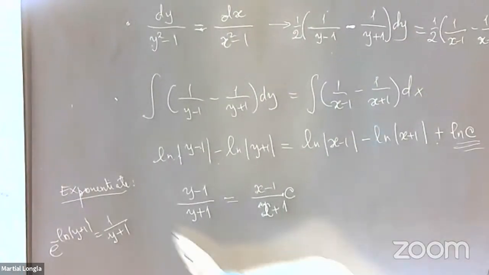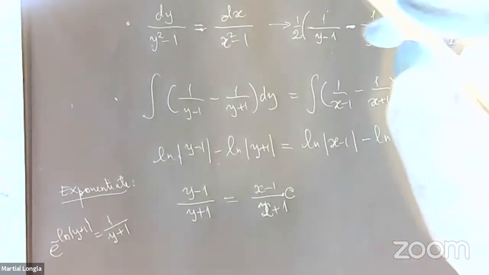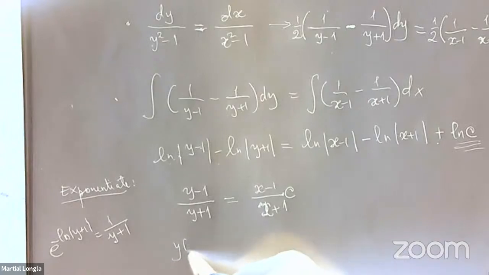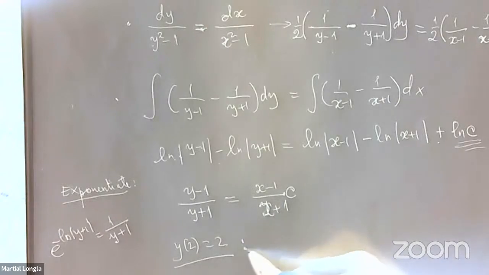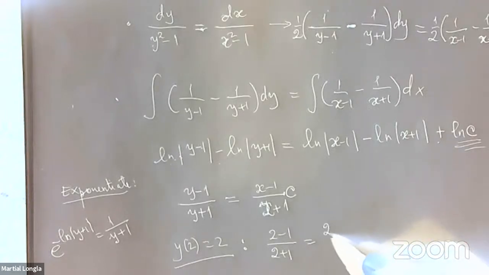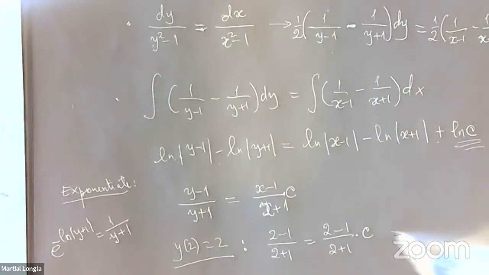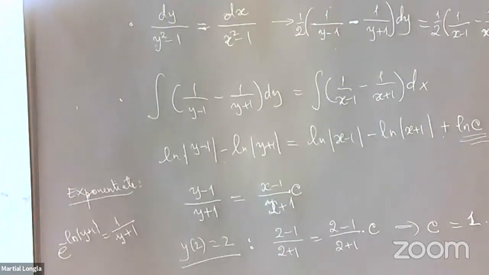And now you can stop here, or you can continue. It says y of 2 equals 2. So you can put that in here. That'd be 2 minus 1 over 2 plus 1 equals 2 minus 1 over 2 plus 1 times c. So you get c equals 1. Therefore, your answer is y minus 1 over y plus 1 equals x minus 1 over x plus 1.